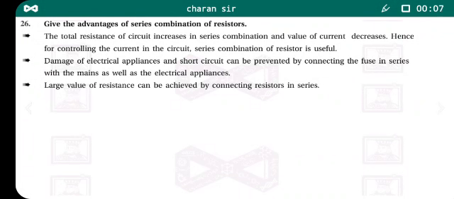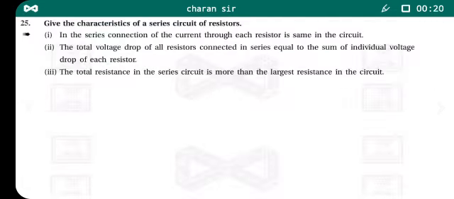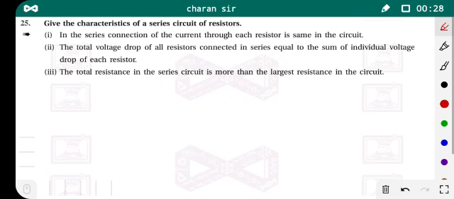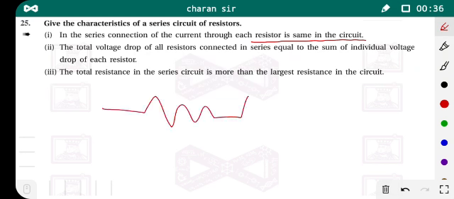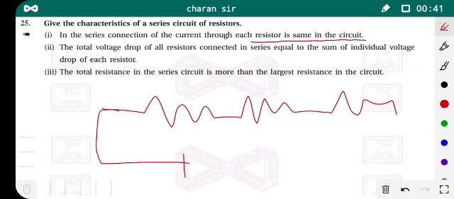Hello friends, in the previous video we studied what the series combination of resistors is and what the characteristics are for a circuit in which the resistors are in series combination. There are three characteristics in series connection. The current through each resistor in the circuit is the same. If we have three resistors in the circuit, the current passing through these resistors is equal, and that is equal to the current through the circuit also.